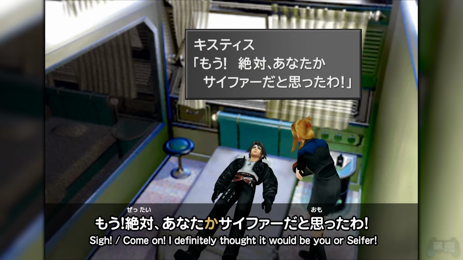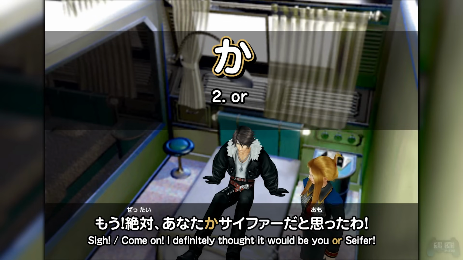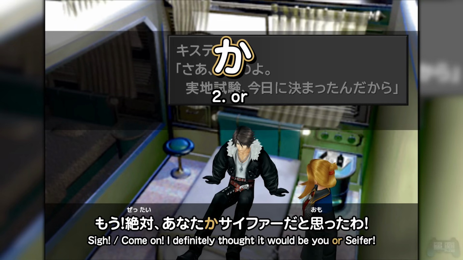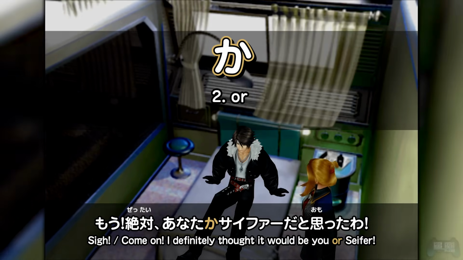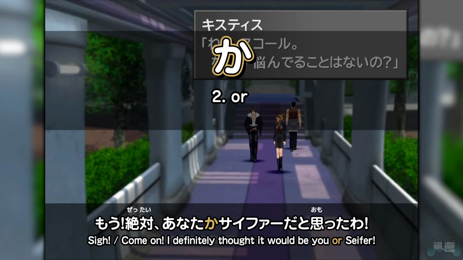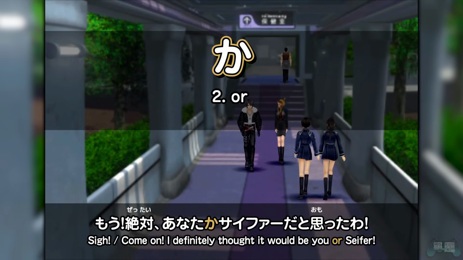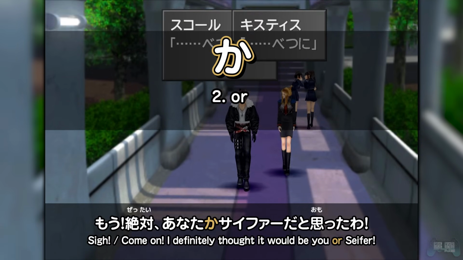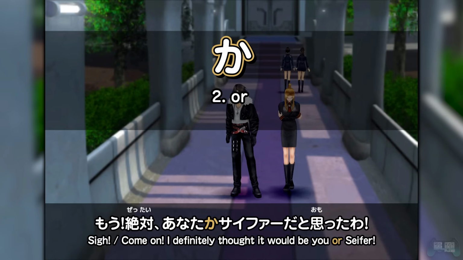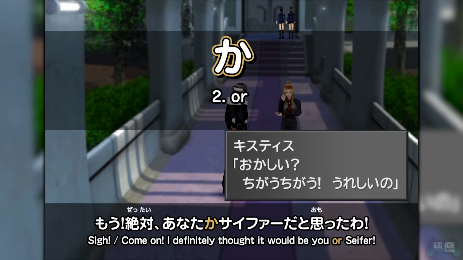か or ka can also be used mid-sentence to give a list of potential choices and possibilities. So we can see that in English, or is a perfect fit. Like here in Final Fantasy VIII, Quistis comes to the infirmary because she hears that one of her students was injured. Now, she knew that it would either be Squall or Cypher, and so here she says, Anata ka Cypher. I thought that it was going to be you or Cypher. Anata ka Cypher. So you can see that it's being used here between two nouns to say this or this.